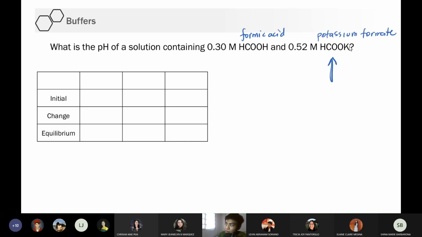So, this is the formic acid. This is the potassium formate, the source of the conjugate base. So, alam na natin yung concentration ng acid. Alam na natin yung concentration ng conjugate base. We can use the Henderson-Hasselbach equation to determine the pH of the solution of the mixture. So we write pH equals pKa plus log ng conjugate base divided by the acid.